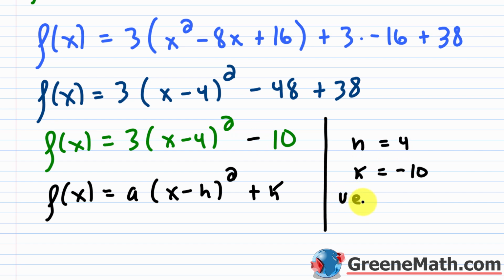So for the vertex, if you want that, it's going to occur at 4 comma negative 10. Because again, it's h comma k. H is 4, k is negative 10. So that's all we're really doing here. I'm going to erase this, and we're going to do this problem again, but just using the vertex formula, you're going to see that's a lot quicker.